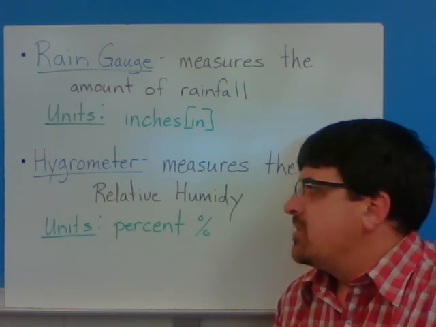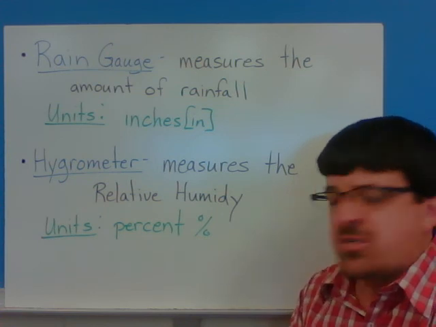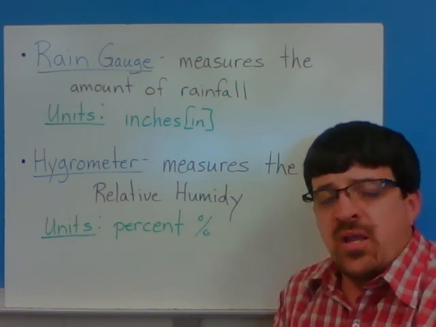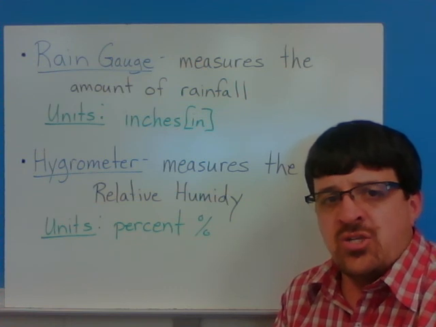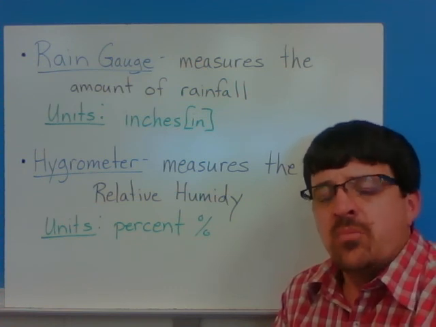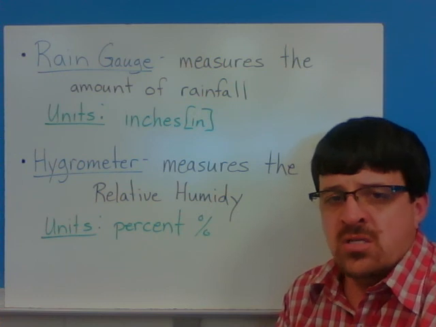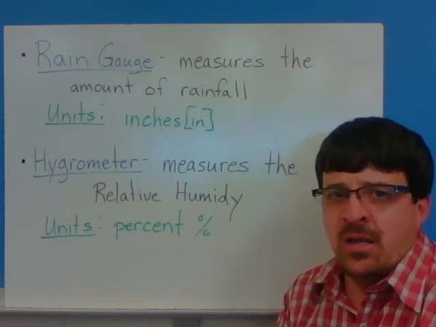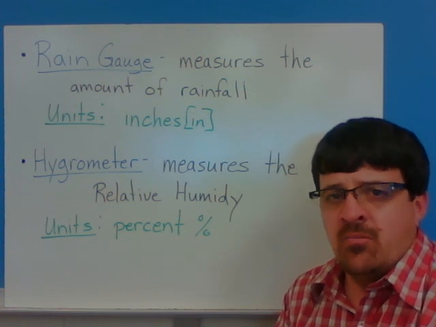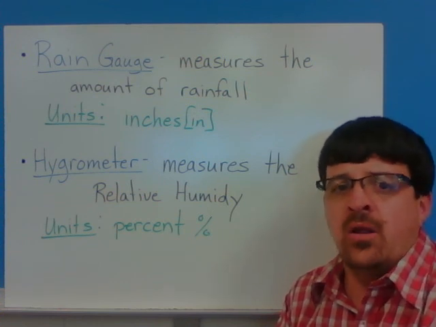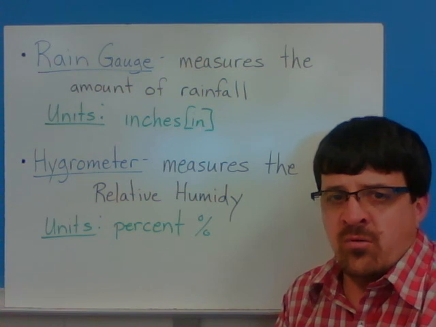So these are just some of the instruments that we're going to be using. One thing I do want to point out is a weather station, like our weather station on top of the roof of the school, pretty much measures all of these for us. It has each of these instruments on it. That's why weather stations are not typically cheap, because they do have a lot of accurate scientific weather instruments on them.